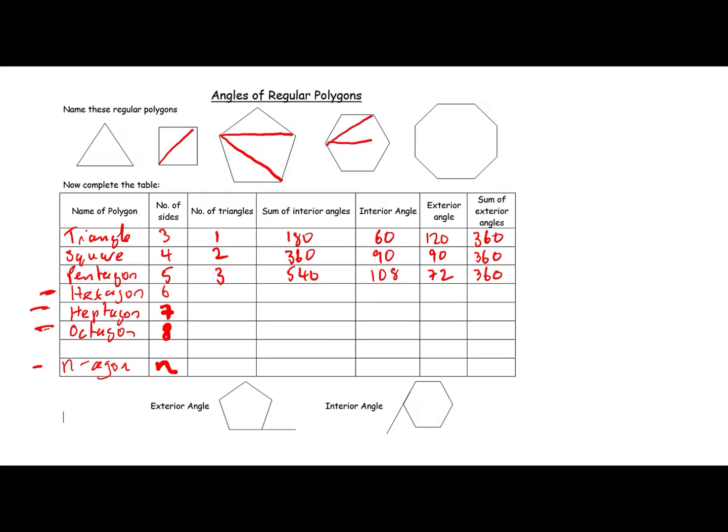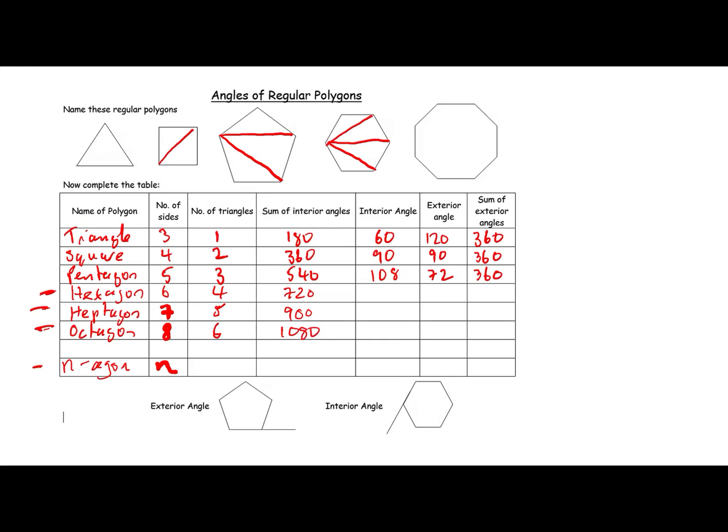Number of triangles for a hexagon would be 4. Okay, so then for a heptagon, logically it would be 5. For an octagon, logically it would be 6. Notice how the sum of interior angles is increasing by 180 each time. So that's going to be 720, 900, and 1080.